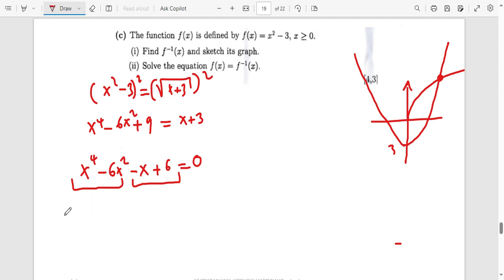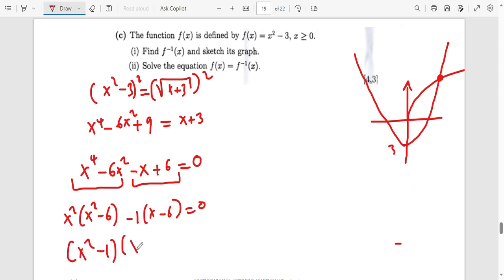For the first 2, I'll factorize out x squared. We are going to have x squared minus 6 remaining. For these 2, I'll factorize out a negative 1. We are going to have x minus 6 remaining, being equal to 0. So this will give us, marry what is outside, that will be x squared minus 1, then x squared minus 6 is equal to 0.